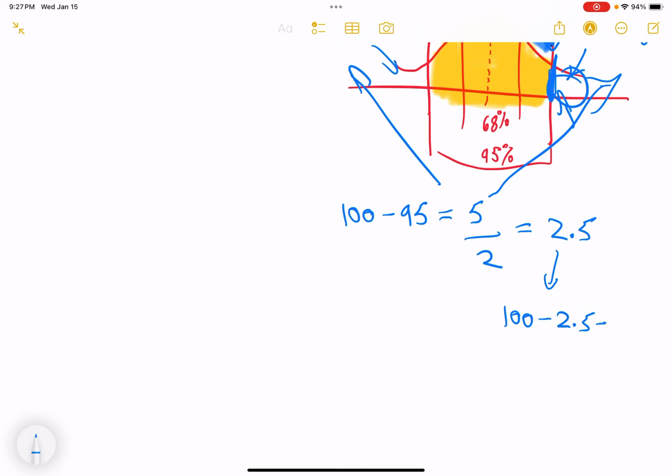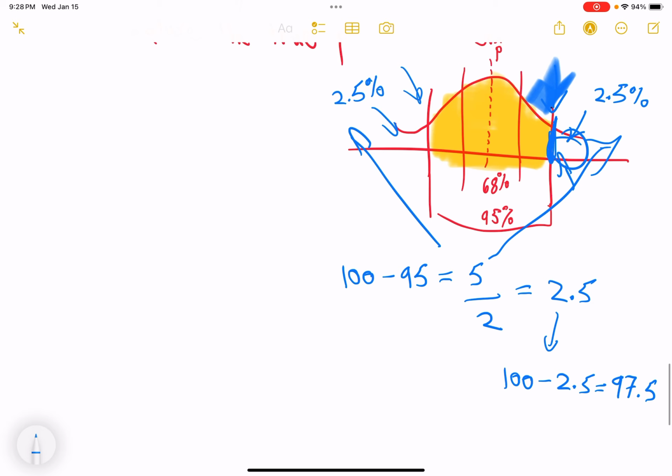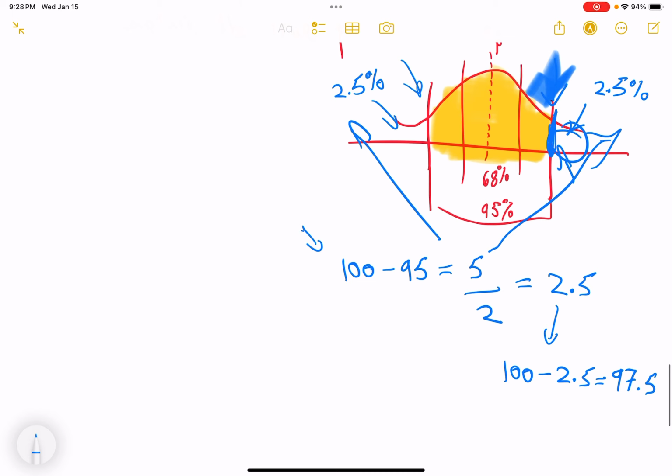And lo and behold, and this should make sense, we actually want to find the z-score for the 97.5th percentile of the sampling distribution, right? That's the z-score we want. So for a 95% confidence interval, you want the 97.5 percentile. So this is what you'll do anytime you want to find the critical value for a particular confidence level.